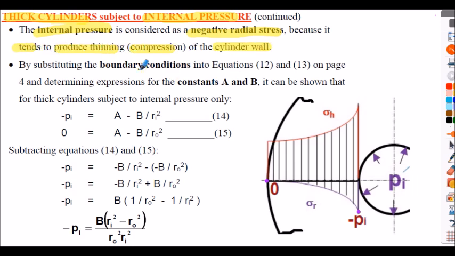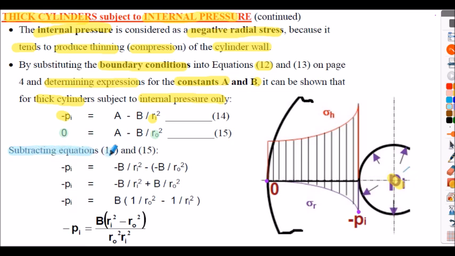The internal pressure is considered a negative radial stress because it tends to produce thinning or compression of the cylinder wall. So substituting these boundary conditions into equation 12 and determining the expressions for constants A and B, it can be shown that for thick cylinders with internal pressure only, the radial stress at the inside radius is negative the pressure, and the radial stress is zero at the outside radius.